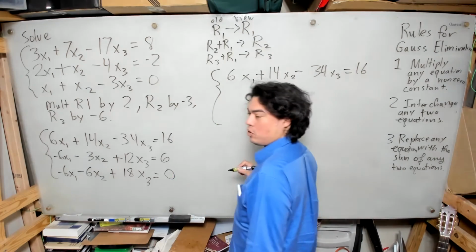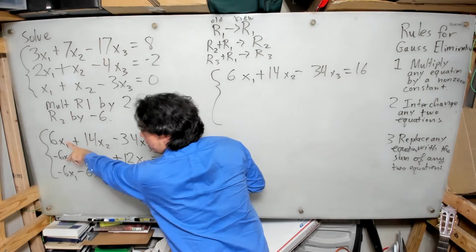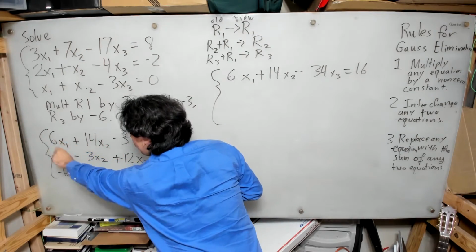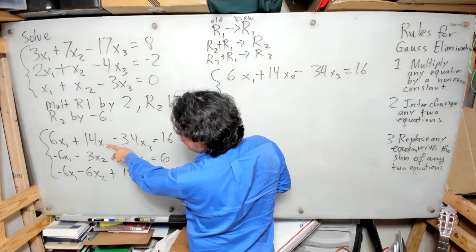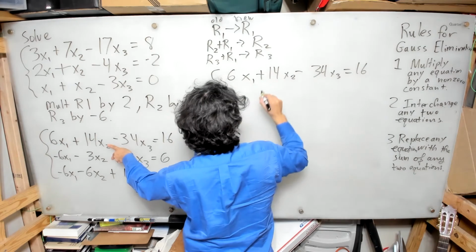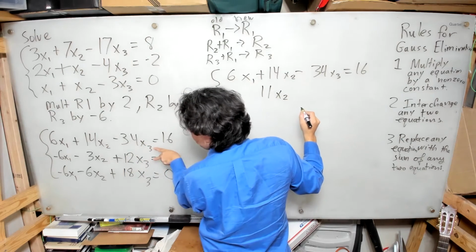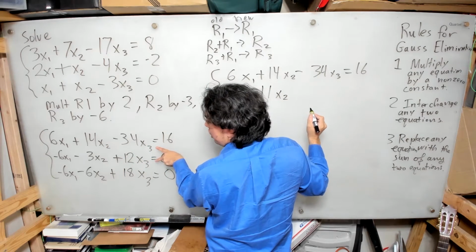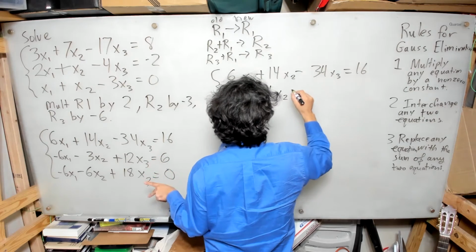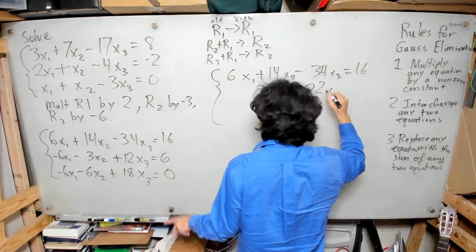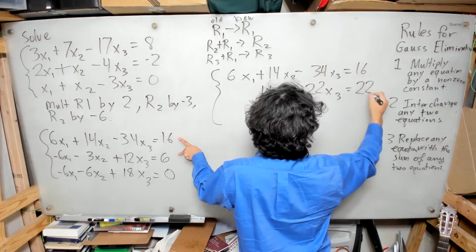My second equation is going to be the sum of these two. So I have 6 plus negative 6. Boom. Gone. 14x2 plus negative 3x2, that's 11x2. Negative 34x3 plus 12x3, that's negative 22x3. And then I'm adding, so that's 22.